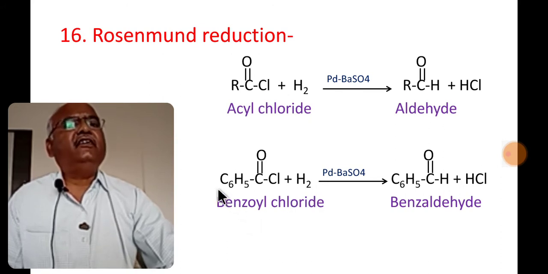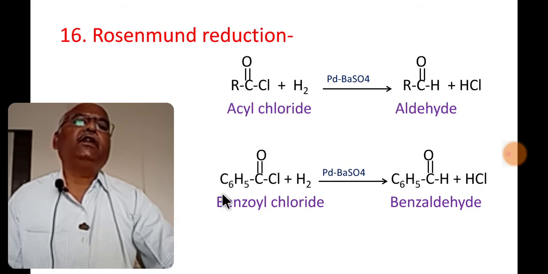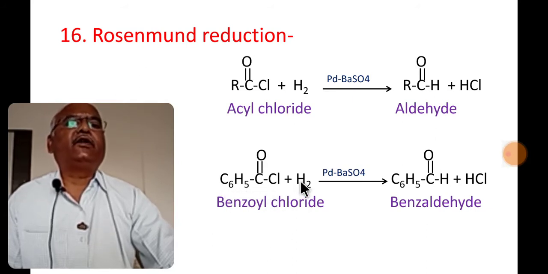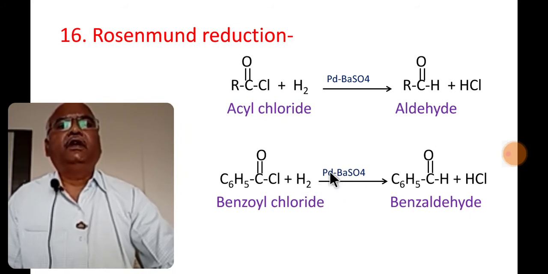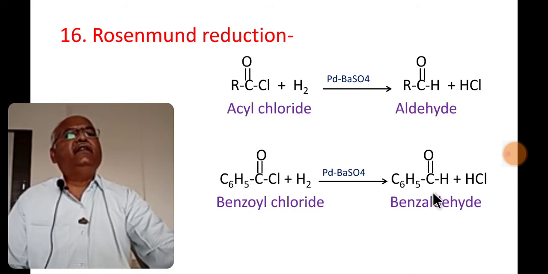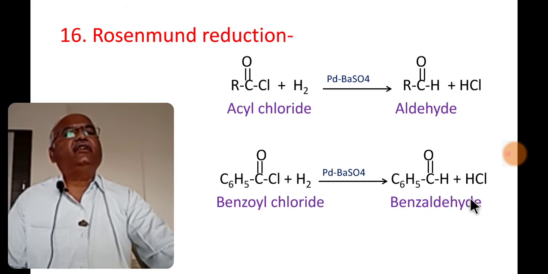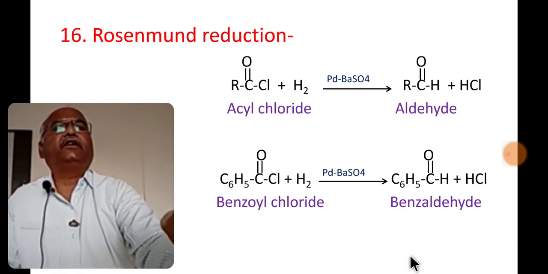This reaction is explained by taking the example of benzoyl chloride. Benzoyl chloride plus hydrogen in presence of palladium catalyst poisoned with barium sulfate, and benzaldehyde is produced. H combines with chlorine and HCl is formed, and Cl is replaced by H. So this is Rosenmund reduction.